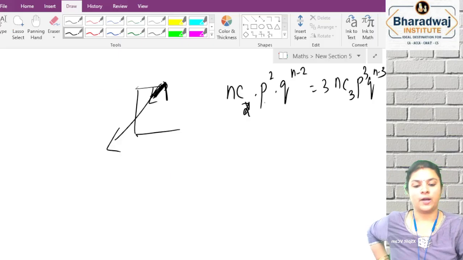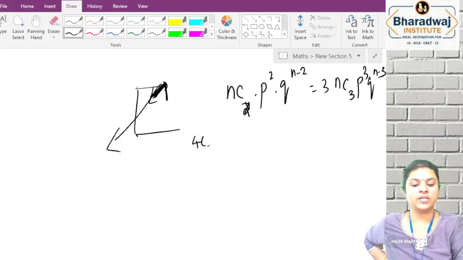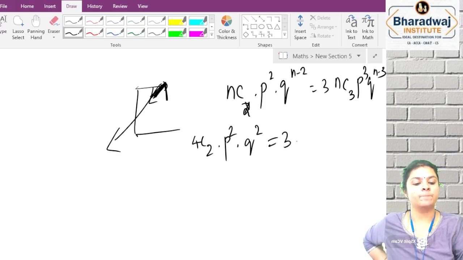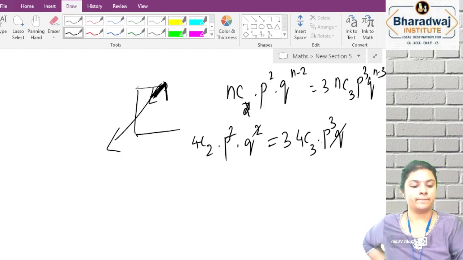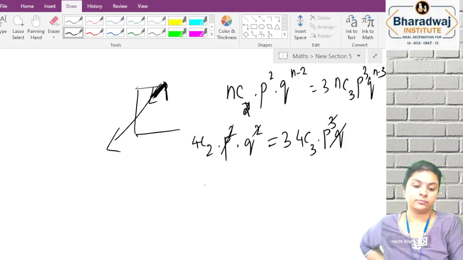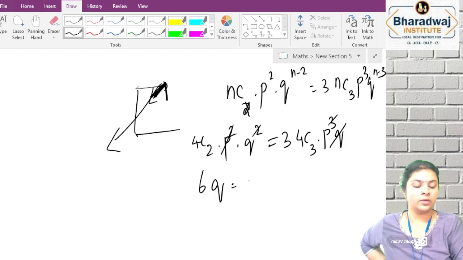N is equal to 4. So 4C2 into p square into q power n minus 2, which is q power 2, equals 3 into 4C3 p cube into q. Yes. 6q equals, 4C3 is 4, 12.